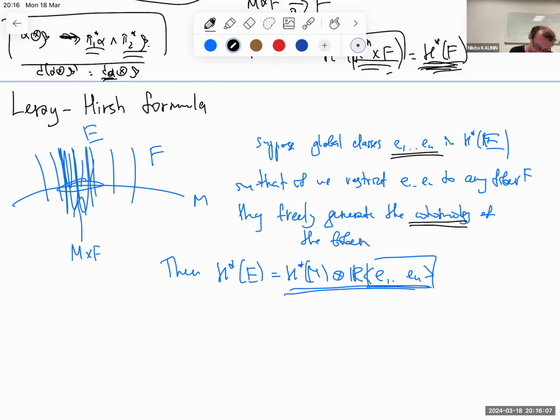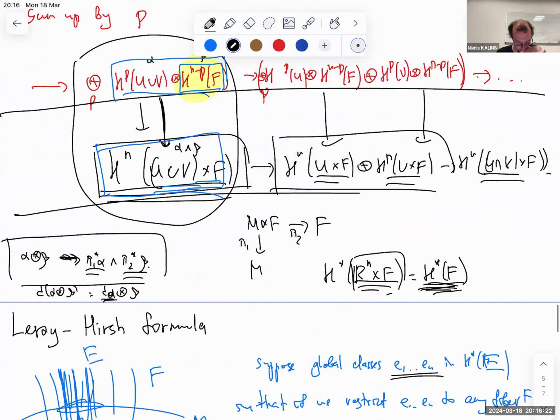Okay, so that's okay. So let's say that's the question about ring structure. Okay, what other questions do you think of?